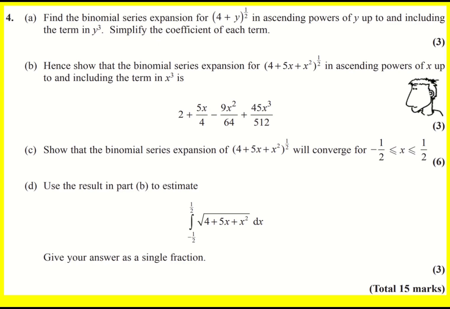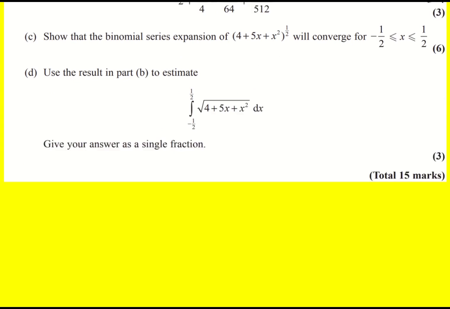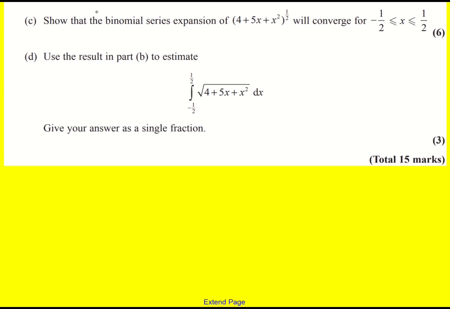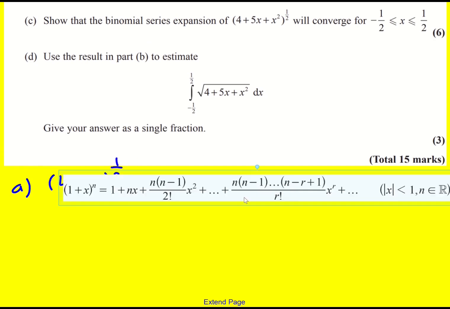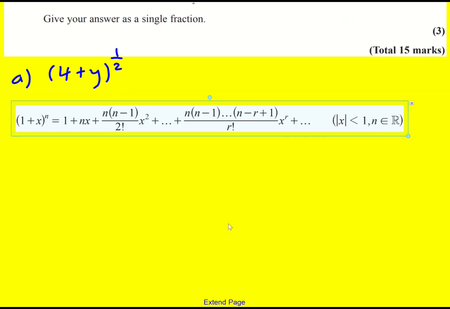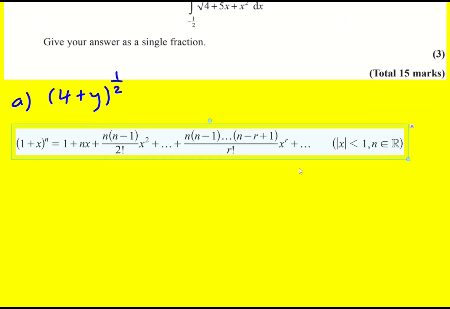First up, expand 4 plus y to the half up to y cubed. Now, you'll be given this formula here. It's actually worth learning this formula. It's not too bad. There's a pattern going on as we go on up. We just raise the power by 2, divide by an extra number each time to increase the factorial, and times by your power, but minus an extra 1. So hopefully, I'd say try and learn that, even if it is given in the formula book.